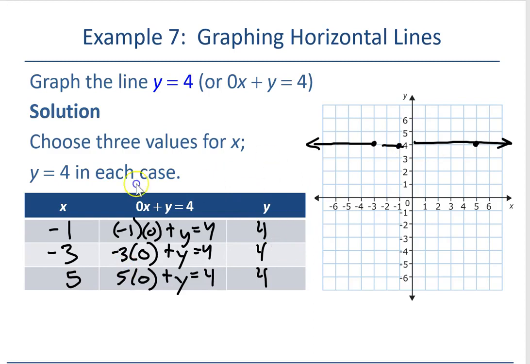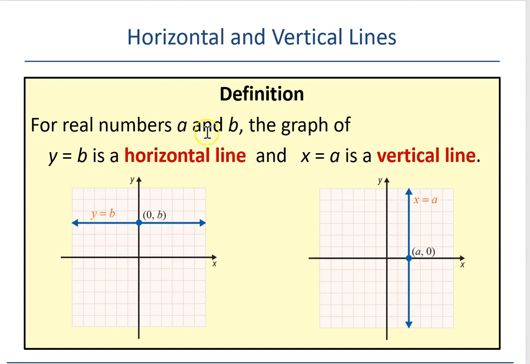And the opposite is true. If I had, say, x equals 4, come over here, and then you have a vertical line. This would be where x equals 4. And that's exactly what this next definition says. For real numbers a and b, the graph of y equals b is a horizontal line, and x equals a is a vertical line.